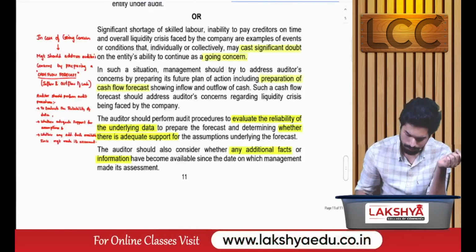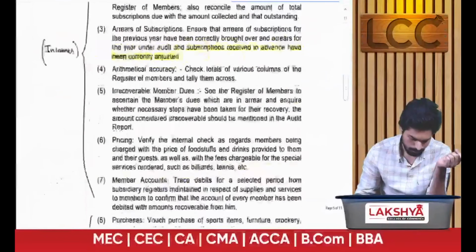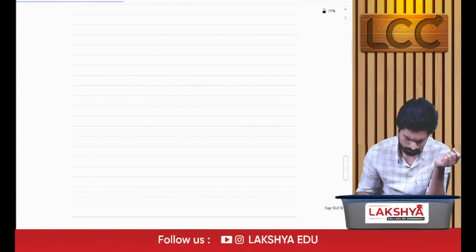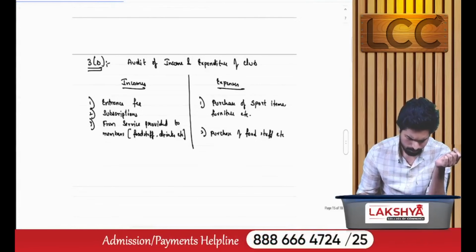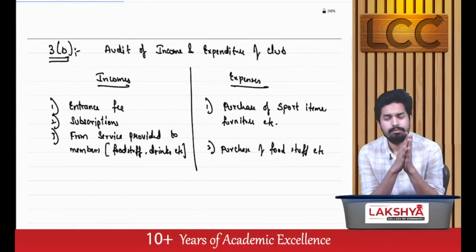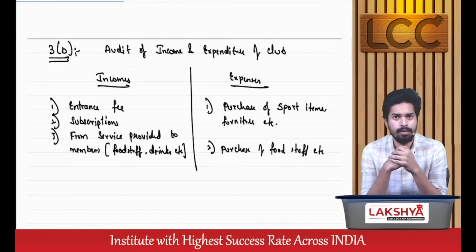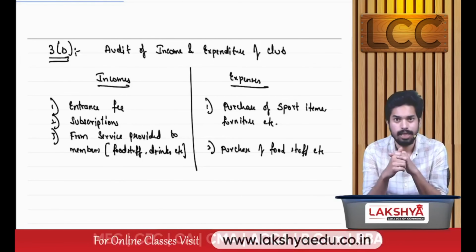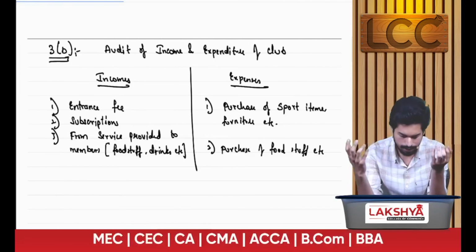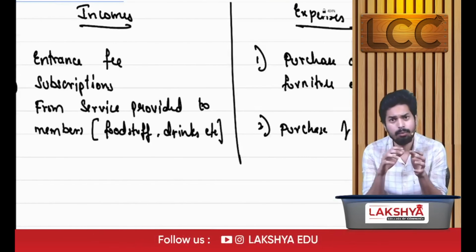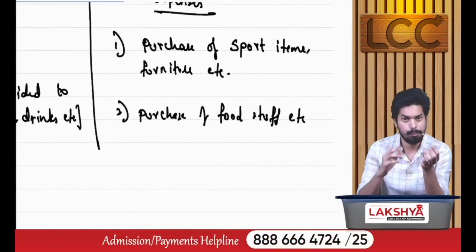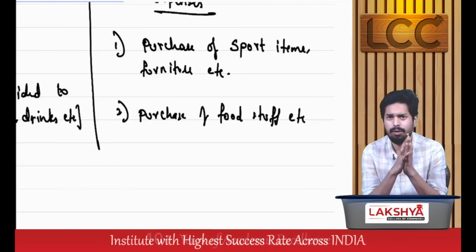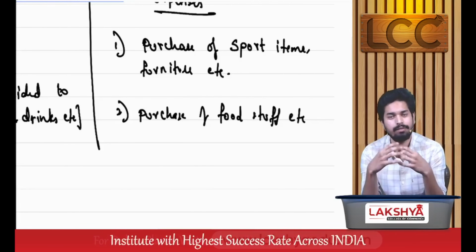Generally, what are the incomes for the club? It may be entrance fee, it may be from the subscriptions, it may be from the services provided to members like foodstuffs, drinks, etc. And what may be the expenditure, like purchase of sports items, furniture, purchase of foodstuffs, etc. So you need to write few vouching points relating to the incomes and expenditures of the club.